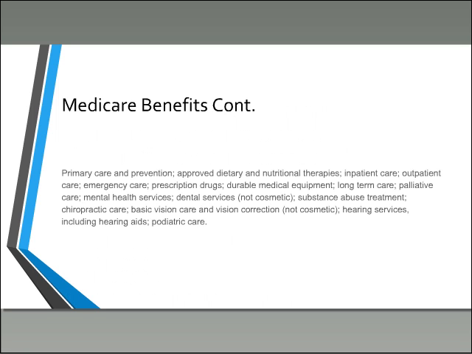This is more of the benefits directly of what they will take care of: primary care and prevention, improved nutrition, inpatient care and outpatient care. When you go to the emergency room, it can cover that. Prescription drugs, long-term care, like when you're in hospitals or mental health facilities, dental services. It covers therapies for substance abuse, basic vision correction, and hearing.